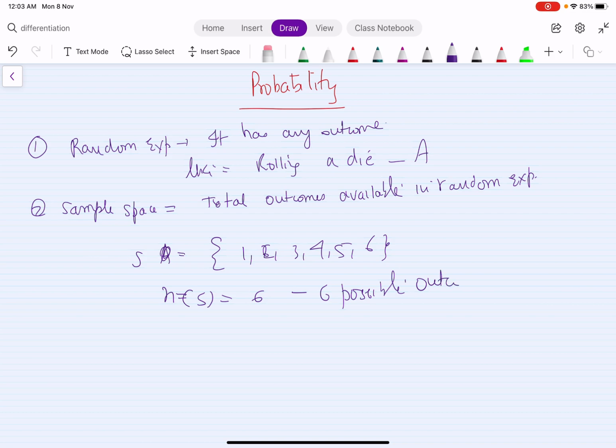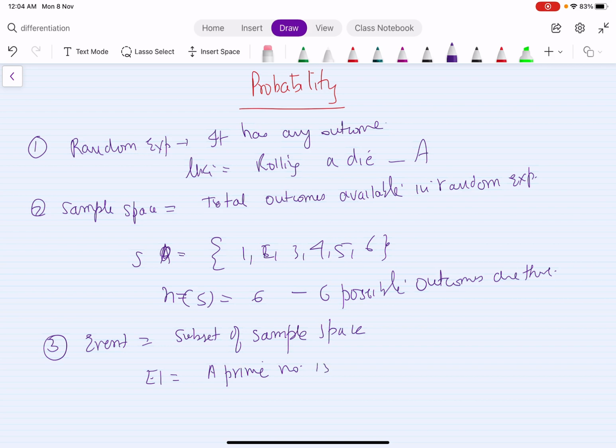The next thing that we have talked about is an event, and an event is a subset of the sample space. For example, I'm rolling a die and my sample space is 1, 2, 3, 4, 5, 6. I define an event E1 which is a prime number obtained on rolling a die. What are the prime numbers? 2, 3 and 5. This is a subset of the larger set 1, 2, 3, 4, 5, 6. This is an event.